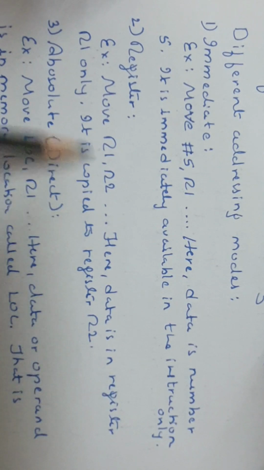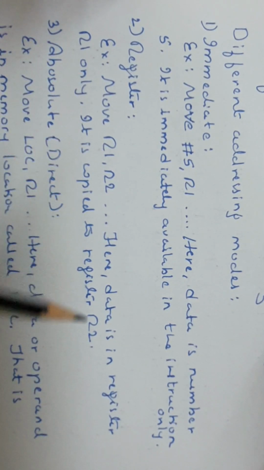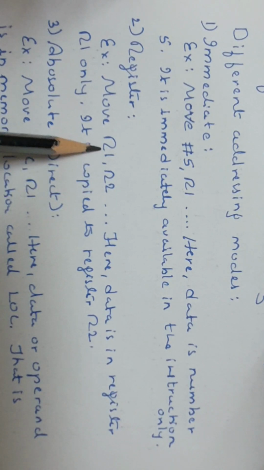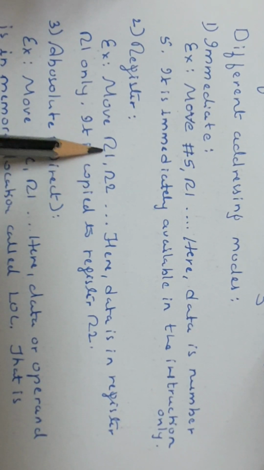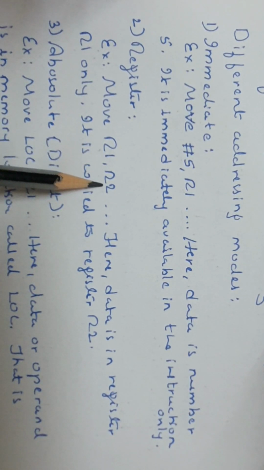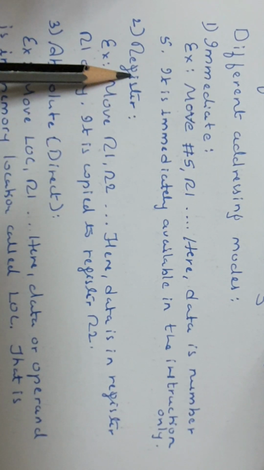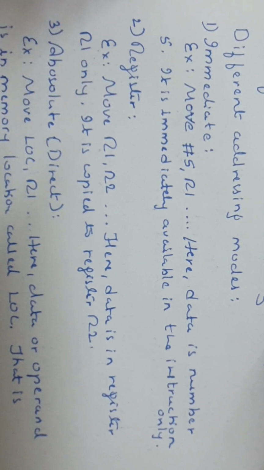Here the data is in register R1 only. That is this. It is copied into register R2. This is the source and destination. From register R1 to R2 it is copied. This kind of addressing mode is called register addressing mode.